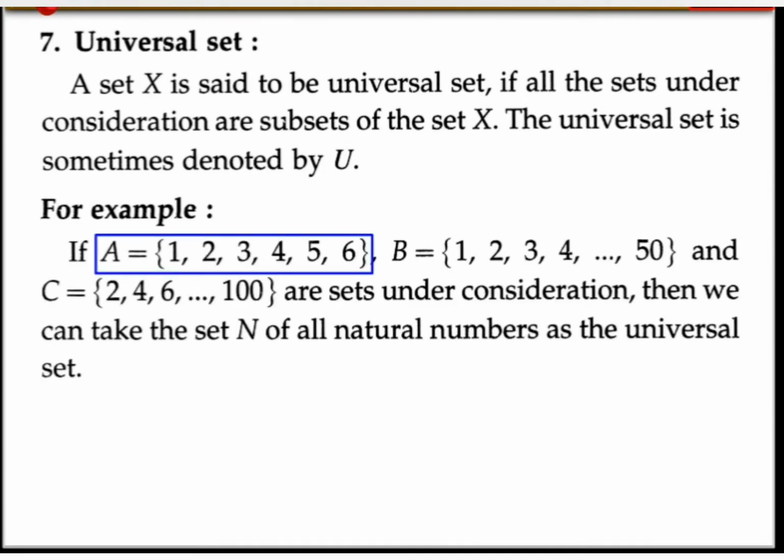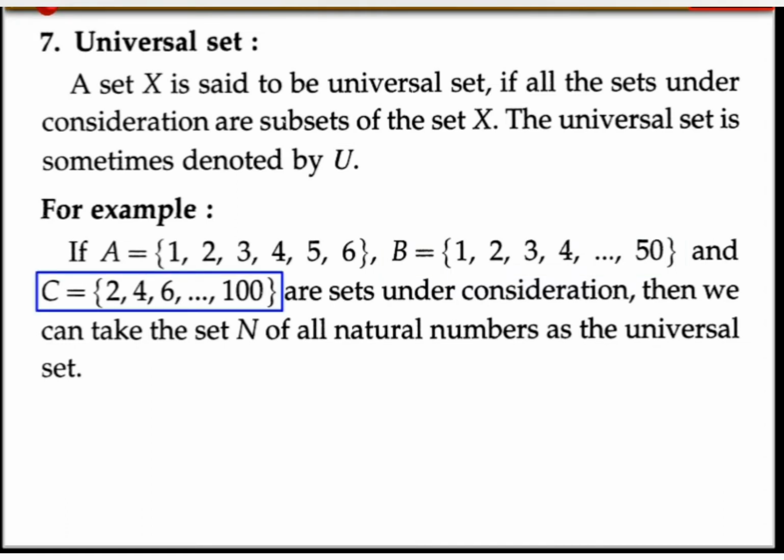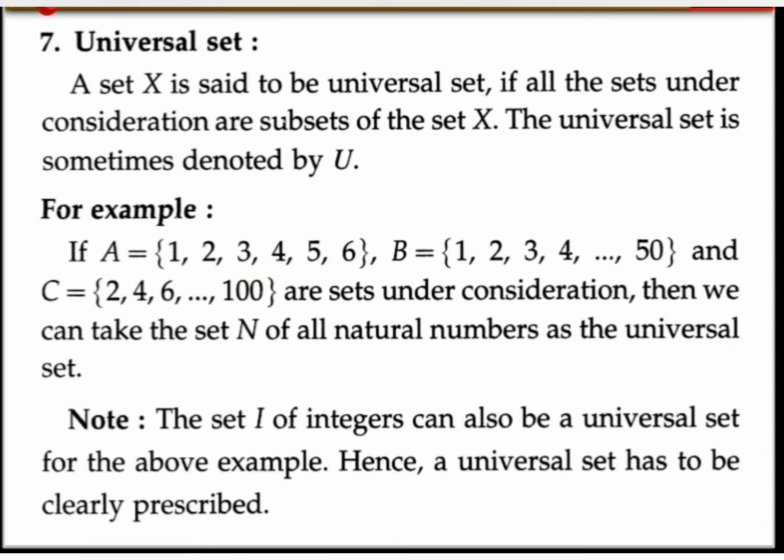For example, if A = {1, 2, 3, 4, 5, 6}, B = {1, 2, 3, 4, and so on up to 50}, and C = {2, 4, 6, and so on up to 100} are the sets under consideration, then we take the set N of all natural numbers as the universal set. Note, the set I of integers can also be a universal set for the above example. Hence, a universal set has to be clearly prescribed.